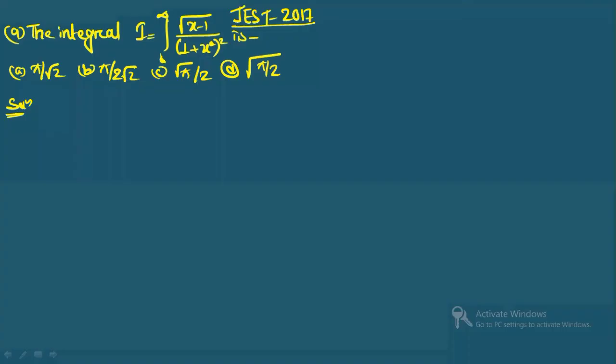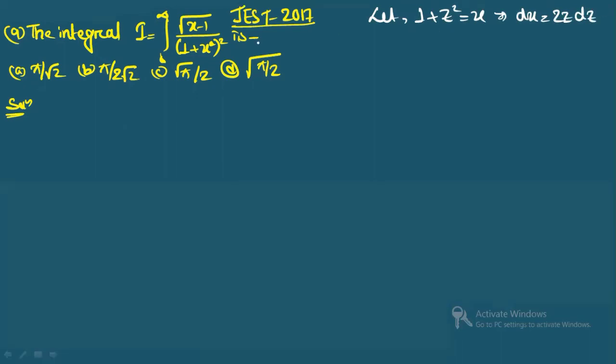Now, here the integral is given to you: integral I is equal to 0 to infinity, root over x minus 1 by (1 plus x) whole square. So you will have to just find the value of this integral. To do this type of integral, first of all, let 1 plus z square equal x. So from here you will get dx is equal to 2z dz.